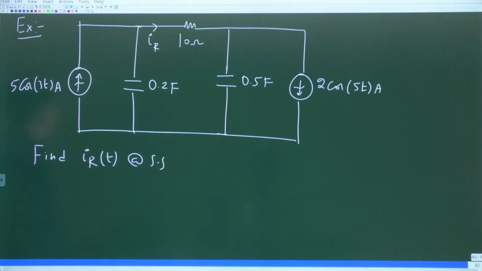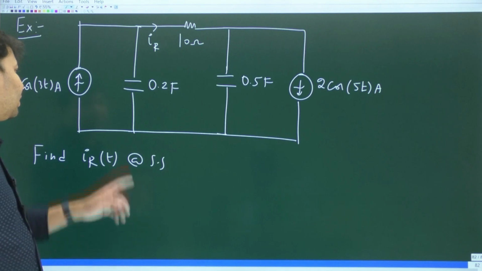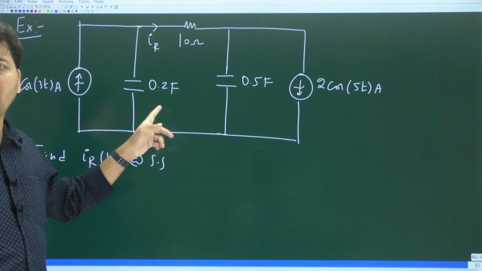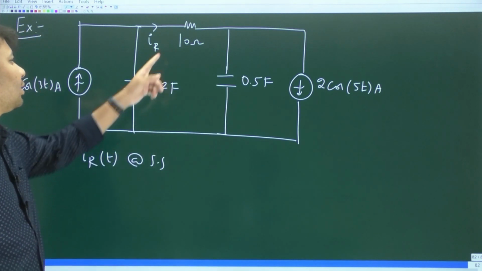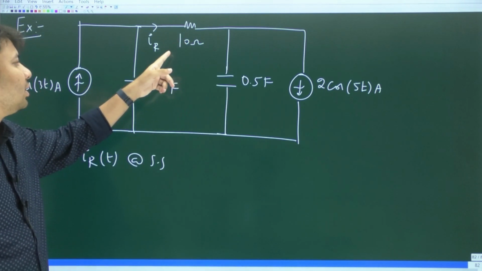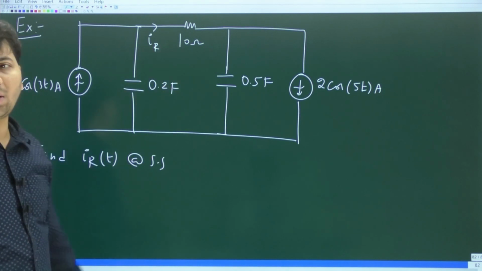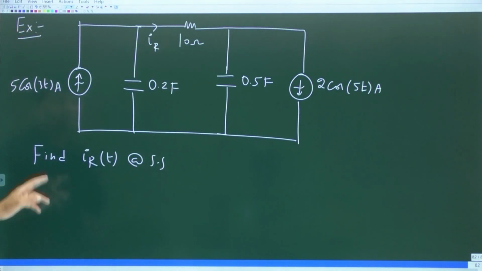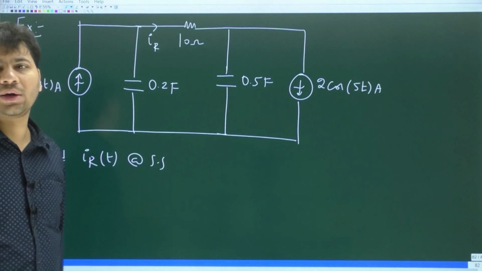Okay, please look at this circuit. In this circuit, there are two capacitors, right? One is this 0.2 farad capacitor, the other one is this 0.5 farad capacitor. We also have this resistor whose value is 10 ohms, and through the resistor the current is IR. The question is to find IR as a function of time at steady state.